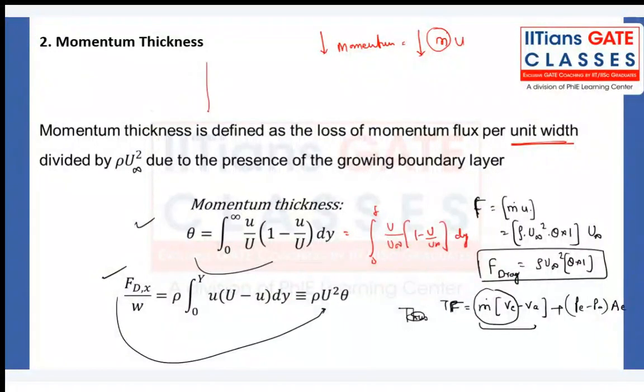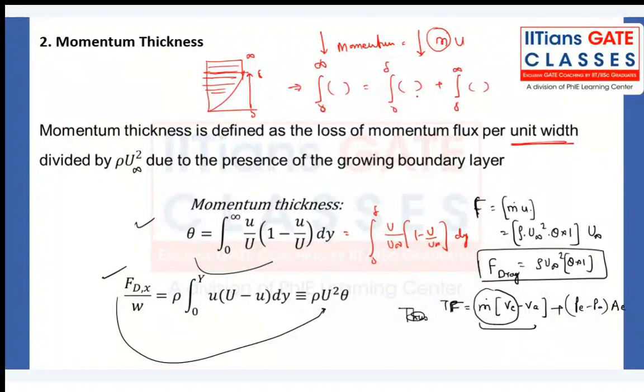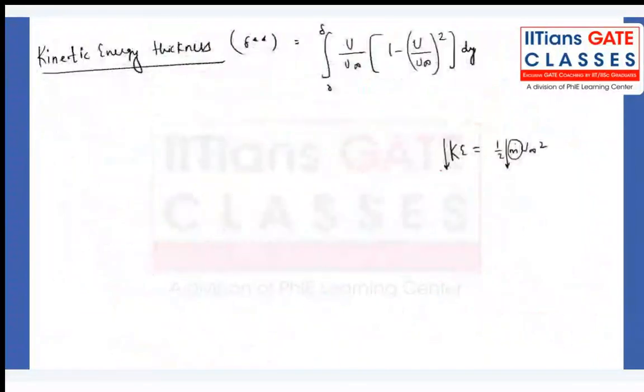Why? Whenever we have boundary layer formation, from 0 to delta we have this U by U infinity. But after that, delta to infinity, what is that? 0 to infinity can be written as 0 to delta plus delta to infinity. From delta to infinity, U by U infinity is always 1, and 1 minus U by U infinity is always 0. So it's better you write either this or this. Both have the same meaning. Whether you write 0 to delta or 0 to infinity, it's up to you guys.